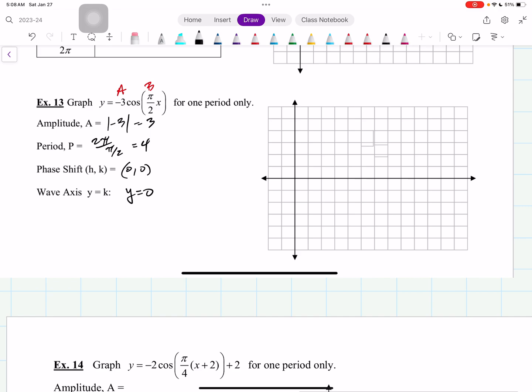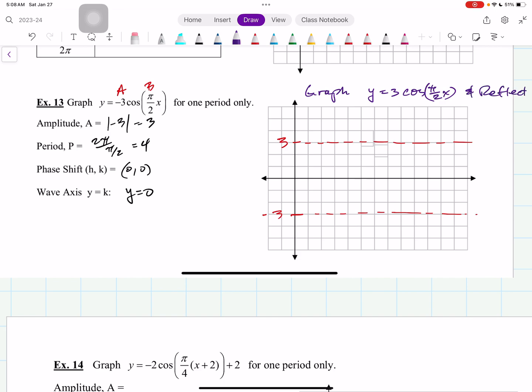So here's the other way you can do it. Let me go up 3, down 3, and plot. Okay, so that doesn't change. What you could do is pretend A is positive 3 and plot the function. So that's what I'm going to do. I'm going to graph y equals 3 cosine of pi halves x, and then reflect.